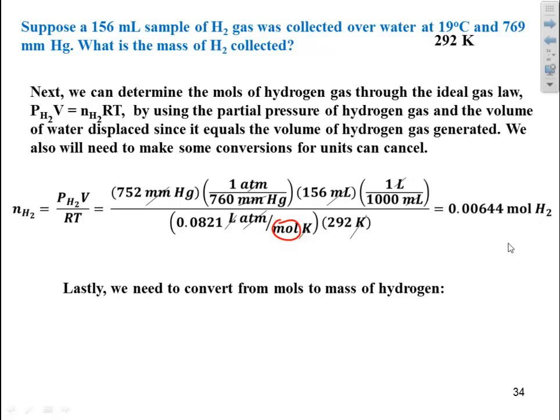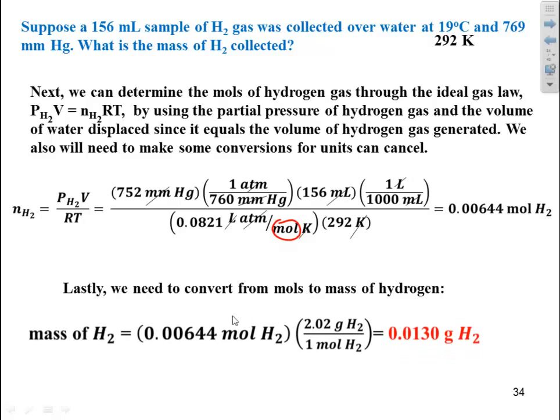Lastly, we need to convert moles to mass. That's just going through molar mass. So I have 0.00644 moles of H2, molar mass of H2, 2.02 grams of H2 per every 1 mole. Units cancel. All I have is grams here, which is what I'm looking for, which tells me I have 0.0130 grams of H2.